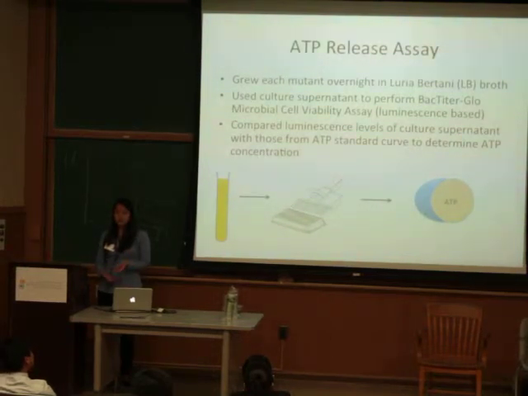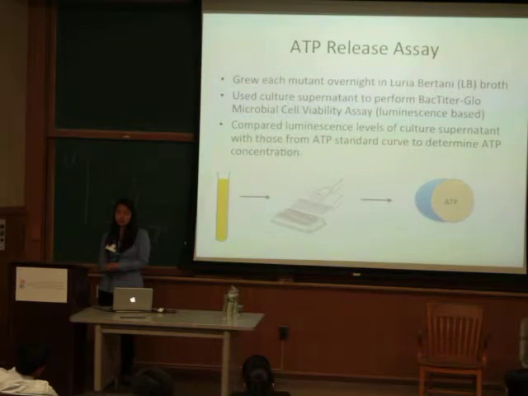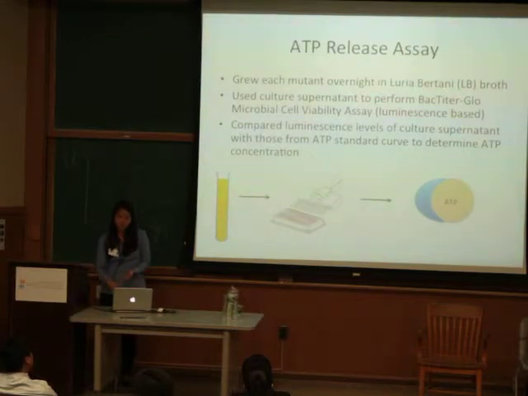In addition to the mutants, I also added different, known concentrations of ATP into the wells, and I also added BacTiter to that too. Since I know the concentration of the ATP that I put in, when I get the luminescence values, I will have a luminescence value to compare with the actual concentration I know. So I can make a standard curve and use the luminescence values from our mutants to get the concentration of ATP in the supernatant.